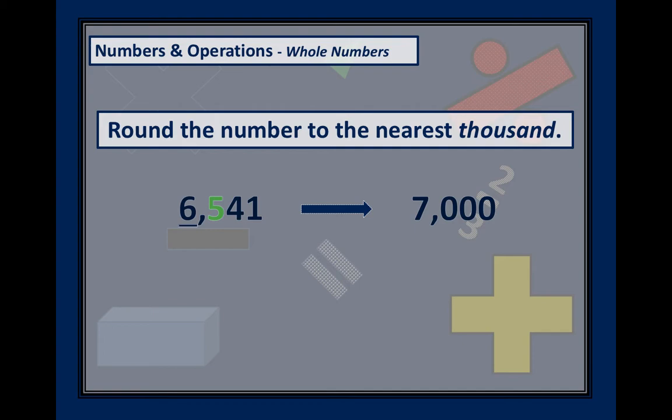6,541 rounded to the nearest thousand becomes 7,000. And once again, notice that all of the digits that were to the right became zeros in our answer.